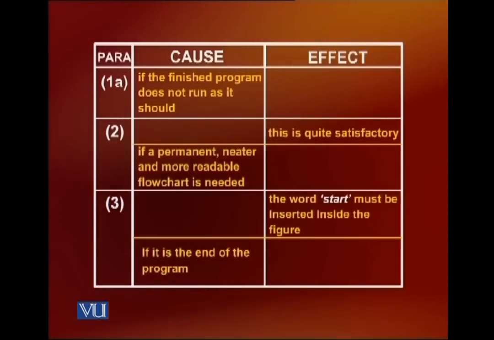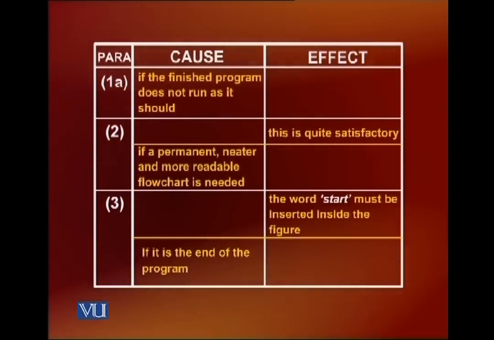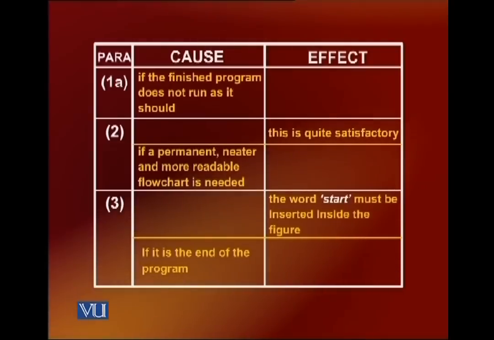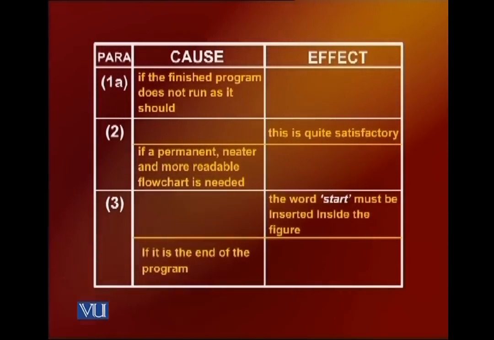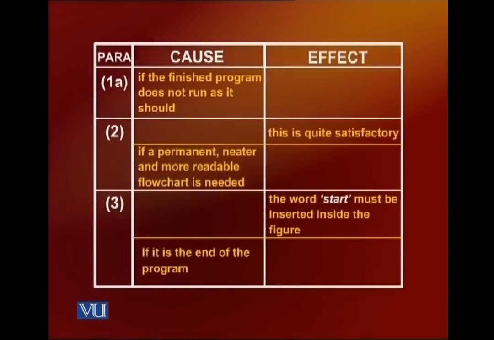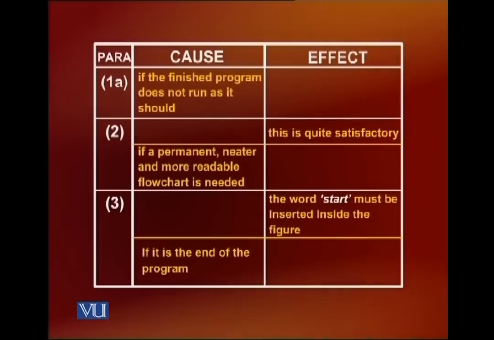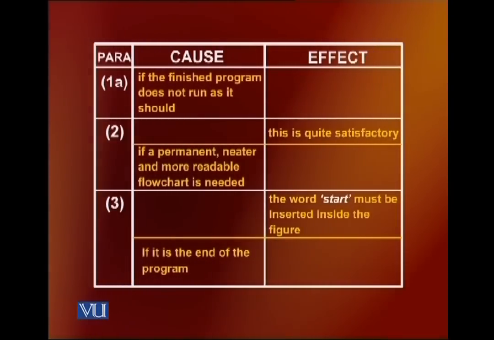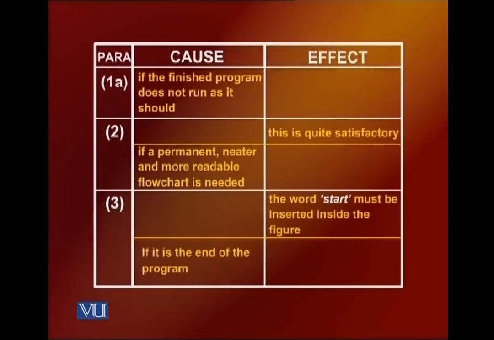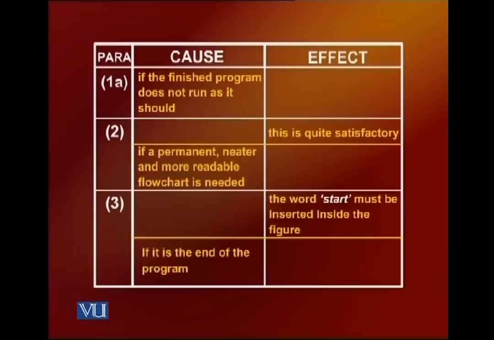In paragraph 1, the cause is given. If the finished program does not run as it should, what is the effect? Look for the words that show the effect. The words are, the errors are more easily detected on the flowchart. Number 2, the effect is given. This is quite satisfactory. What is quite satisfactory? This is the effect. You have to look for the cause. Look for a statement that begins with the word if. And that is, if the flow chart is not intended to be kept as a permanent record.